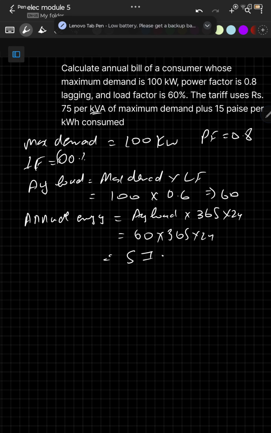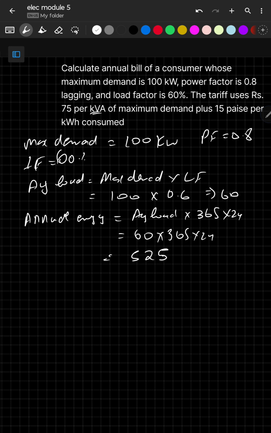Okay, again I've made a mistake. 60 into 365 into 24. Yes, see, the second time I do it I get the correct answer, but that is by comparing with the correct answer I have got. So each step do it twice if you are also facing the same problem like me. So after this we have got the annual energy.